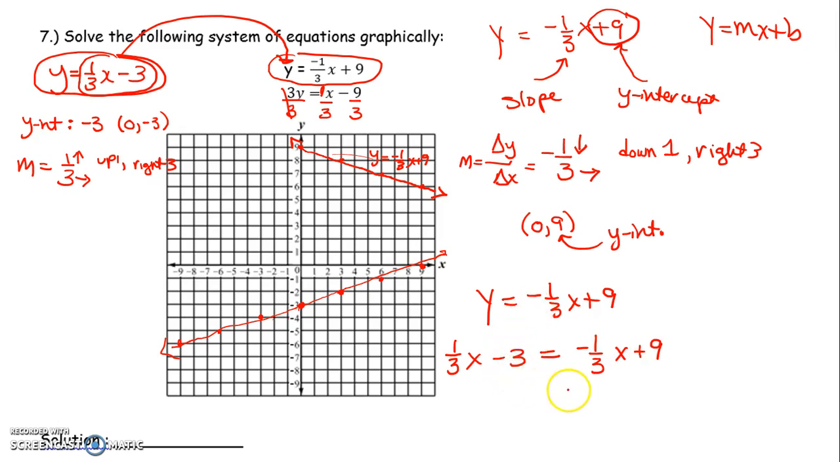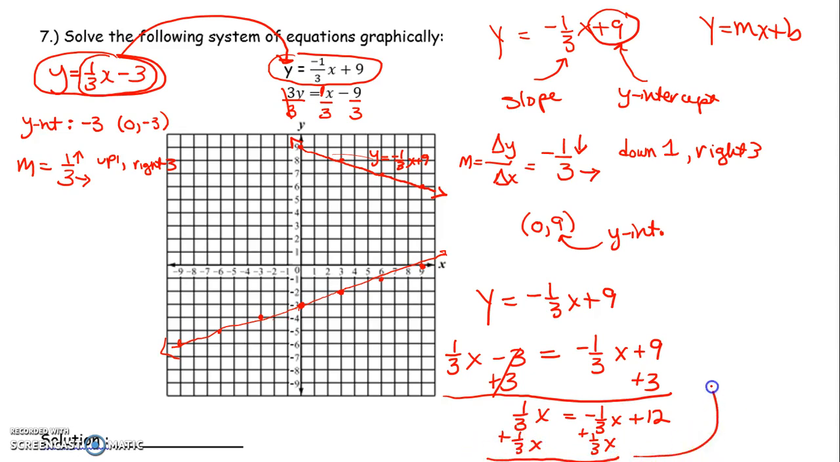Then I'm going to move all of my constants to the right, all of my variable parts to the left. So I'm going to add 3 to each side. I then have 1/3 x equals negative 1/3 x plus 12. I'm going to move all of my variables to the left, so I'm going to add 1/3 x to the right and add 1/3 x to the left. 1/3 plus 1/3 is 2/3. So I have 2/3 x equals negative 1/3 x plus 1/3 x, bye-bye, equals 12.